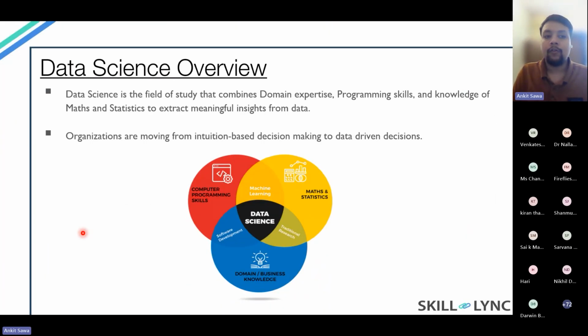So a little overview about what data science is, and then probably we'll talk a little bit about mathematics. Data science is a field of study that combines domain expertise, programming skills, and knowledge of maths and statistics to extract meaningful information. So one has to have all three to solve a particular problem using some AI methods, right? Nowadays, organizations are moving from intuition-based decision making to data-driven decision making, and that is why this becomes very important.